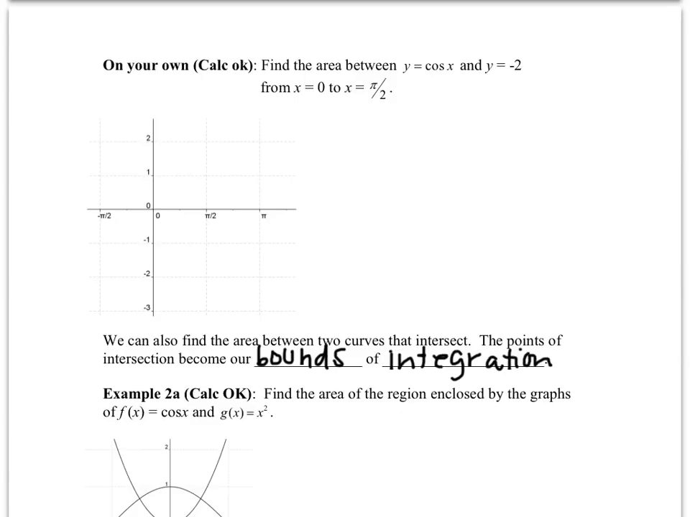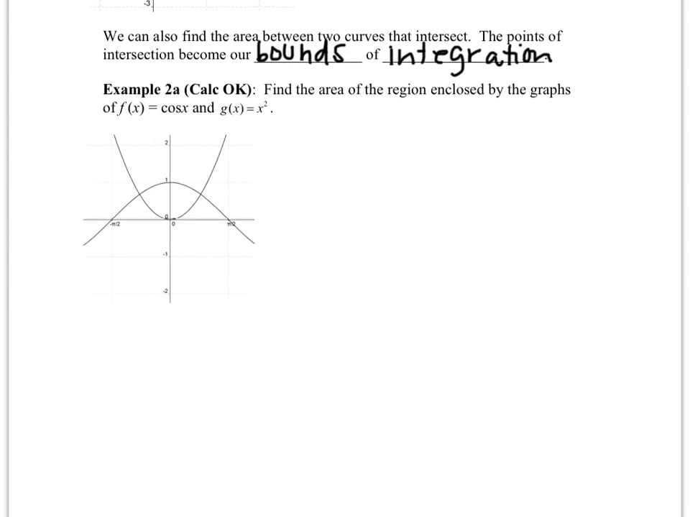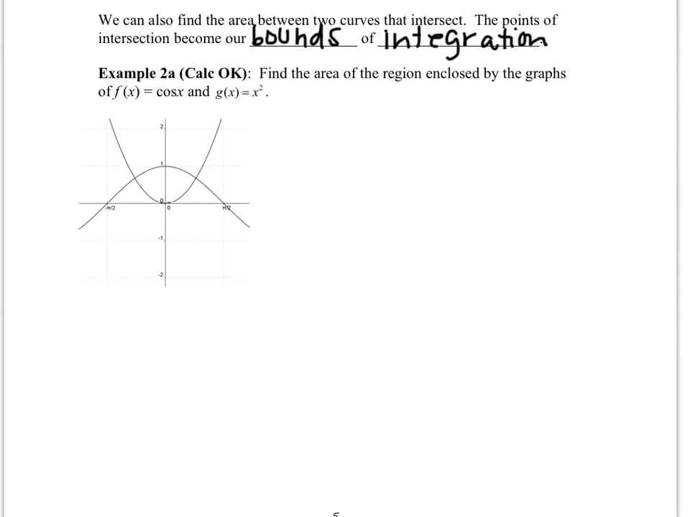Okay, so I'm going to show you this next example, and then you're going to try one on your own again. Find the area of the region enclosed by the graphs of f of x equals cosine of x and g of x equals x squared. This is a calculator OK problem.